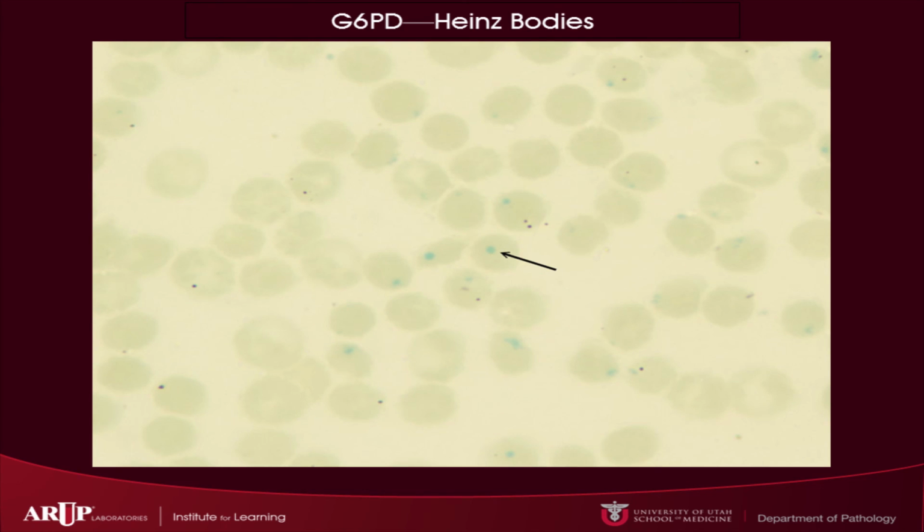This is again not specific for G6PD. Any condition where we have oxidative stress leading to denatured hemoglobin would lead to formation of Heinz bodies. But in the right clinical scenario and clinical manifestation, if we see Heinz bodies, that becomes very helpful.